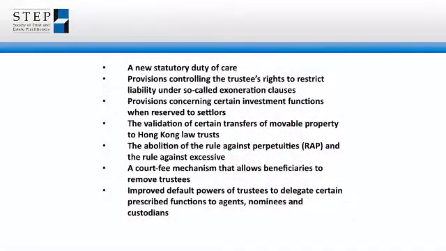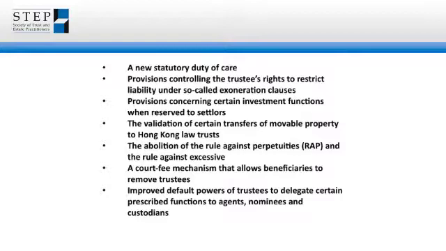The first significant change concerns a new statutory duty of care. The second contains provisions controlling the trustees' rights to restrict liability under the so-called exemption clauses, and also restricts the trustees' ability to indemnify itself in like provision. We will then deal with provisions concerning certain investment powers when they are reserved by the trustee to the settlor. I will then look at the validation of certain transfers of movable property to Hong Kong law trusts, also known as the forced heirship provisions.